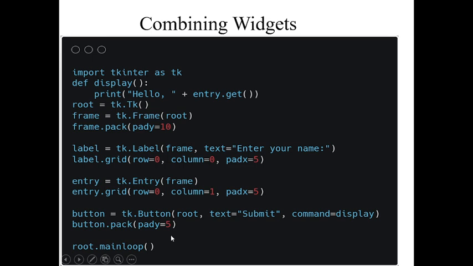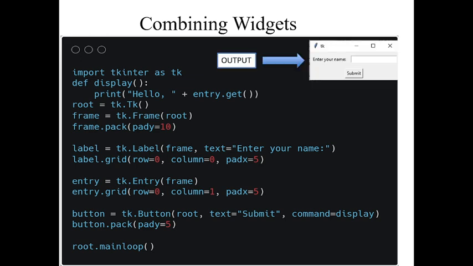Now let us see the output. What will be the output of this code? Yeah, this is the output. We can see this is a frame in which this label is there, and then the entry box is there, and the button is separately in the window.